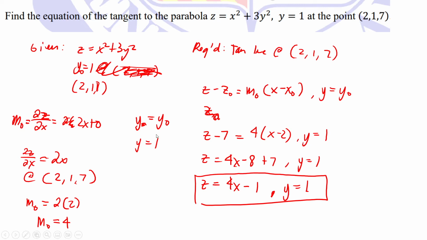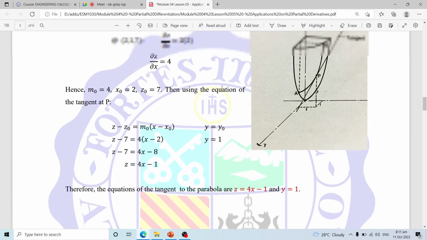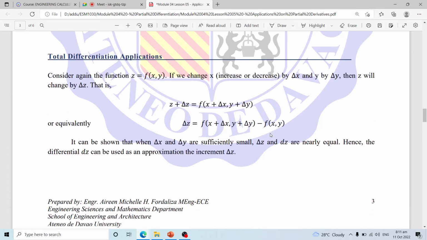Let's try the next example, the total differentiation application. So consider again the function z is equal to f of x, y. If we change x by delta x and y by delta y, then z will change by delta z. That is, z plus delta z is equal to f of x plus delta x and then y plus delta y.